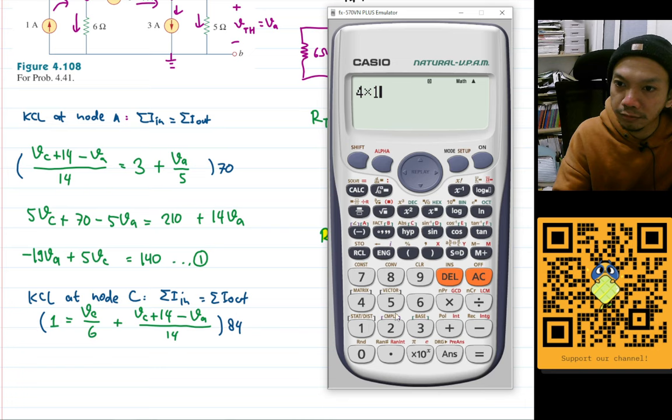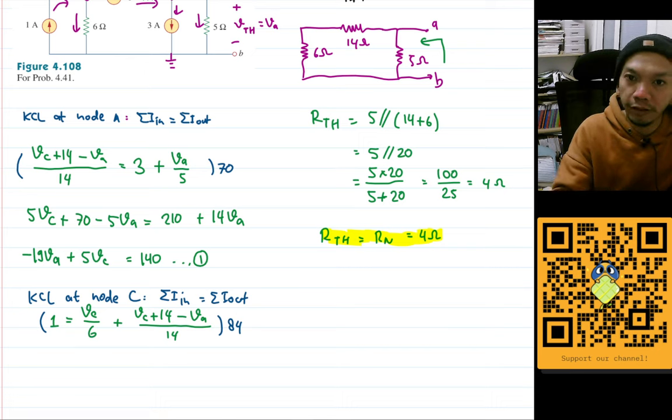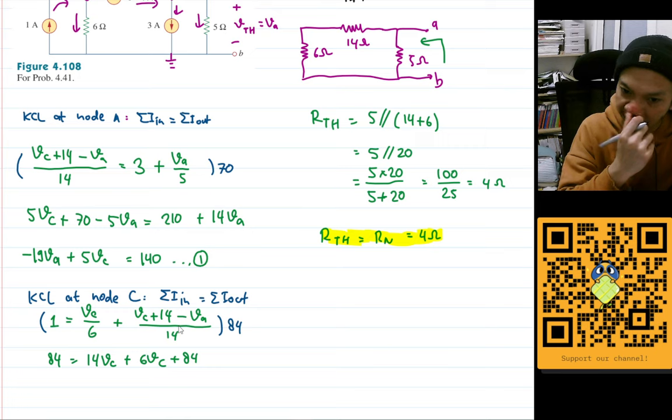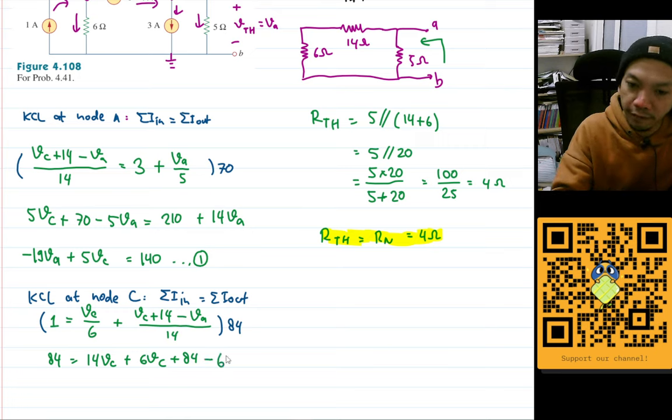Let me check. 6 multiplied by 14, yeah, that's 84. Okay, so on the left hand side, I will have 84. And this one will be 14 VC. And this will cancel into 6. So I will have 6 VC plus 84, and then minus 6 VA. And then what else? Yeah, plus 20 VC. And 84 minus 84 will equal 0.